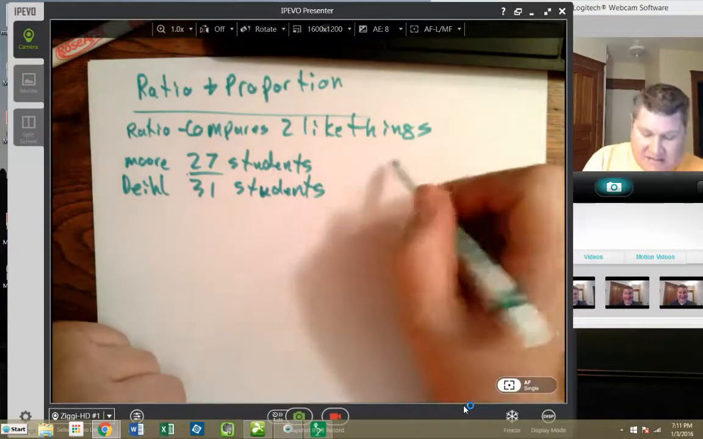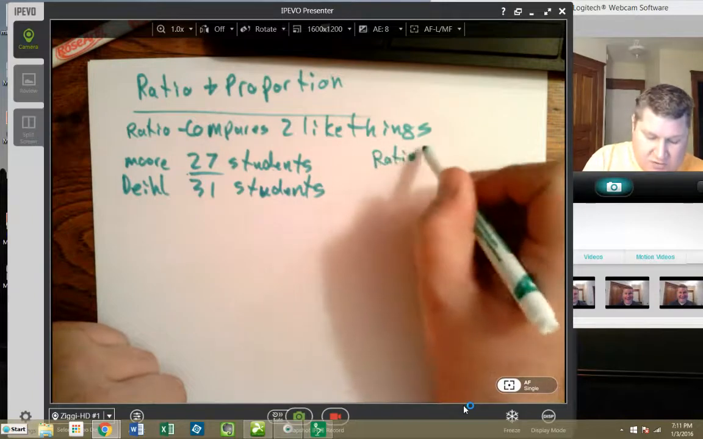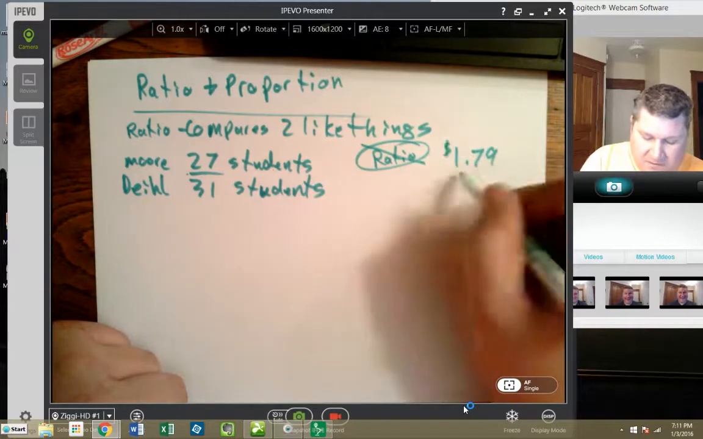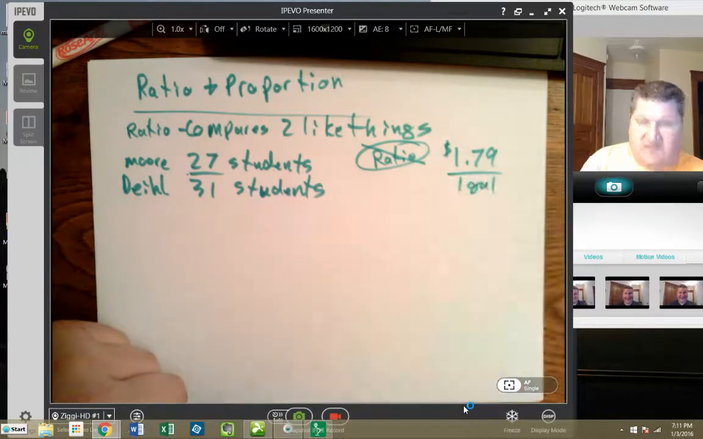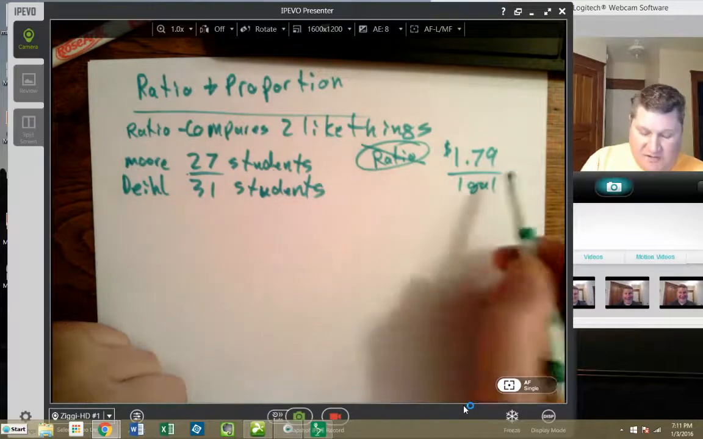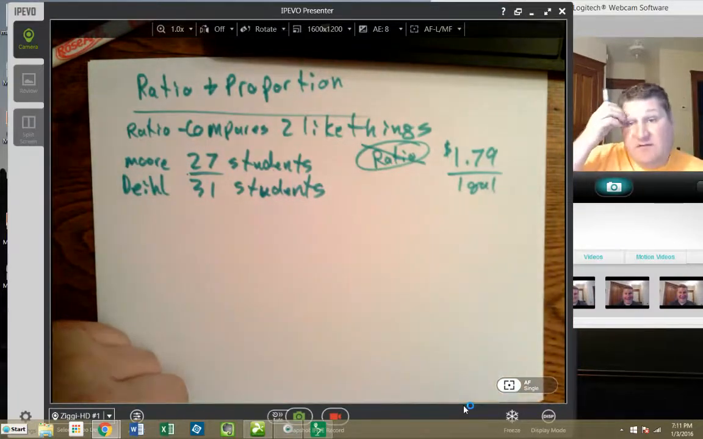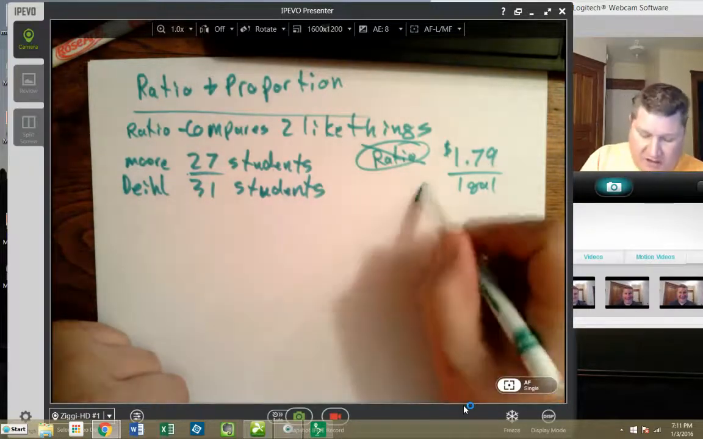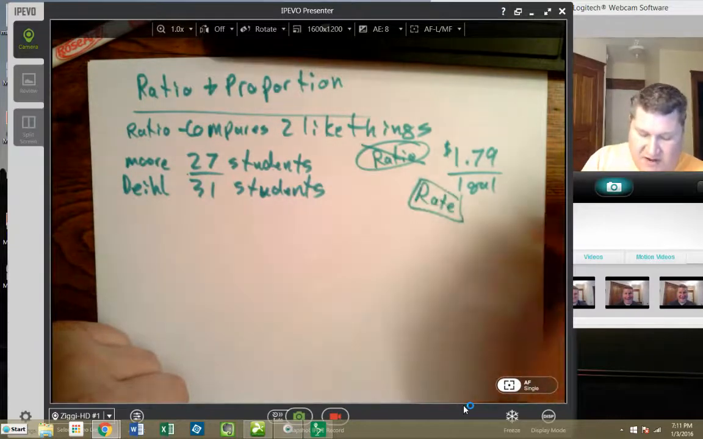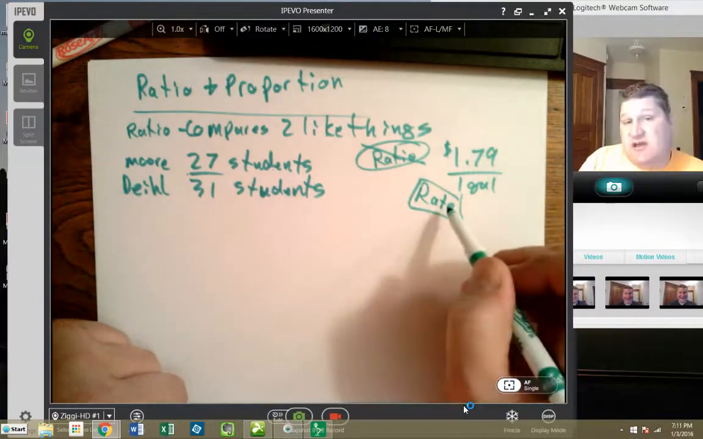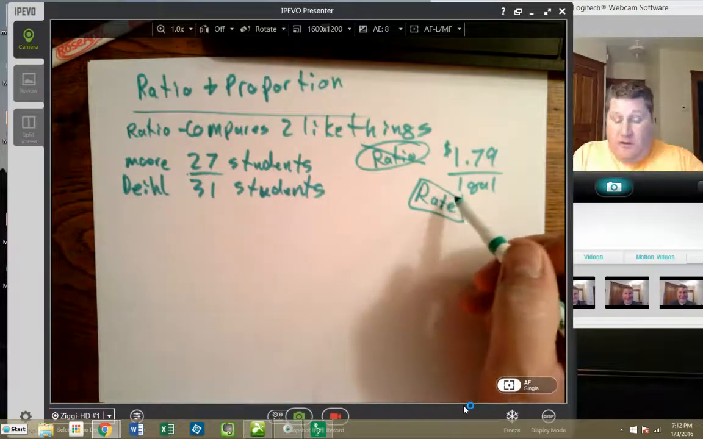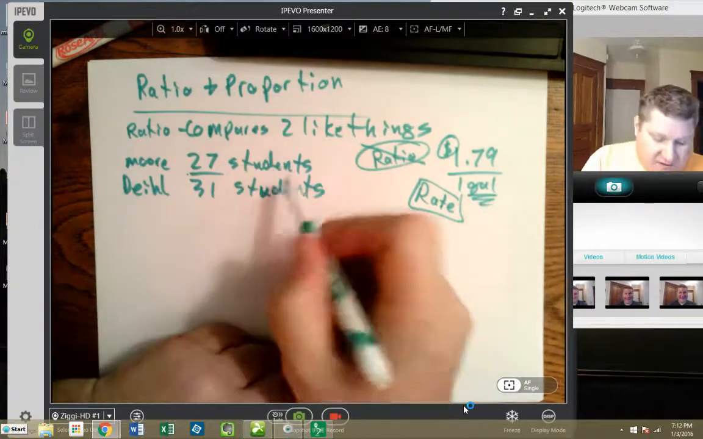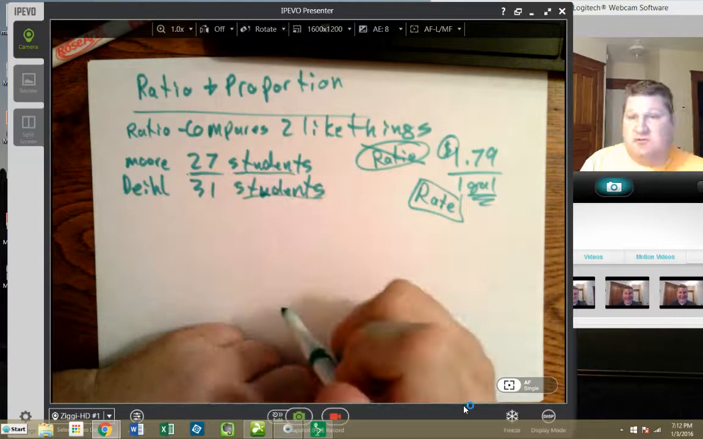Now, again, students to students, they compare like things. Now, let me give you something that is not a ratio. So ratio, no. That would be $1.79 for 1 gallon of gas. That is not a ratio. Now you say, well, but they're both fractions. Yes, they are indeed. You say, yes, but as one of these goes up, something else goes up, and that's in fact what makes it a rate. This is a rate, ladies and gentlemen. A rate is usually comparing two unlike things. In this case, a unit of money to a unit of volume. Versus over here, our ratio is students to students, okay?